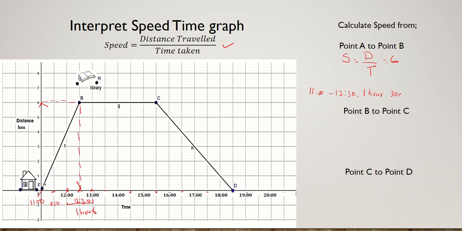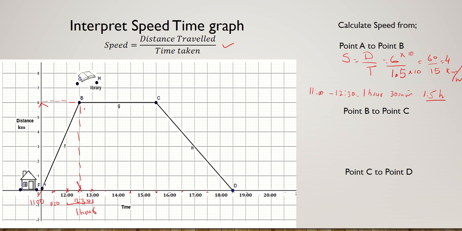1 hour and 30 minutes means 1.5 hours, because I need the time in hours to calculate it. So 1.5, because it is a decimal, so I have to multiply both by 10. So it will become 60 divided by 15, which is 4 times, so the speed is 4 kilometer per hour.